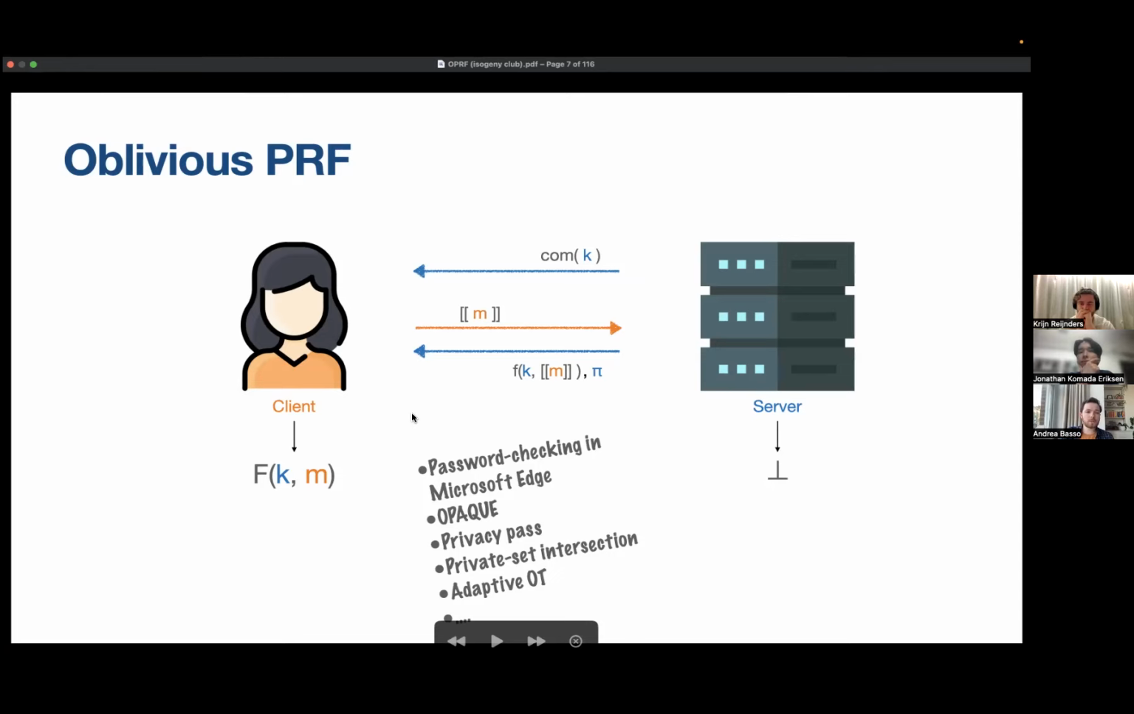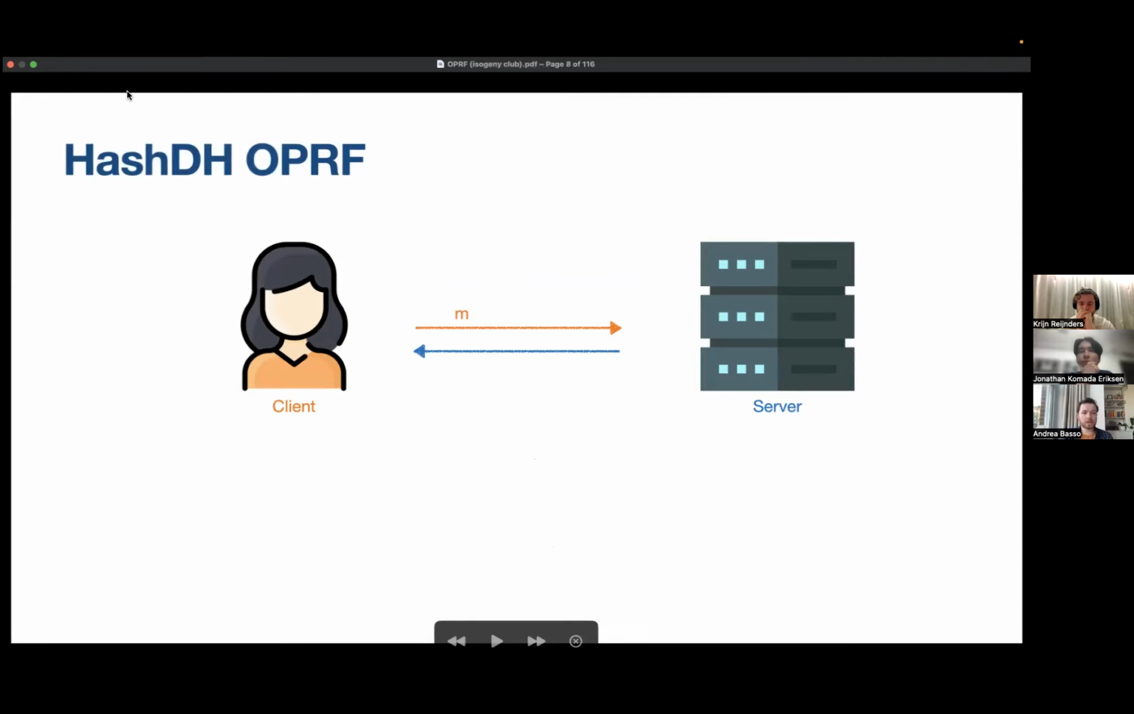To give you a sense of how OPRFs work, we can look at HashDH, which is possibly the simplest OPRF based on Diffie-Hellman. So this is a classical protocol. Say the client has an input M. What they do is simply hash it, so they map it to a random group element, and then they raise this to a random value B, which is sort of like a blinding value. This is then sent to the server. The server receives the input and responds with that raised to its secret key K.